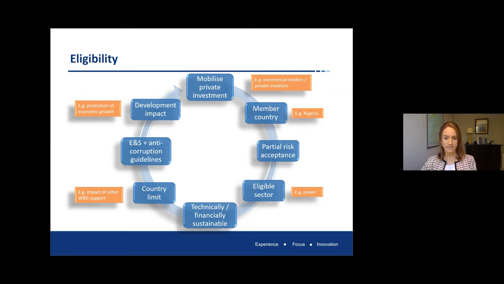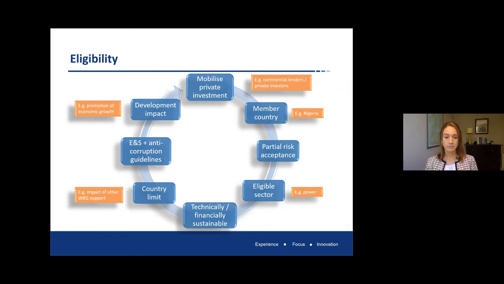Technically and financially sustainable: fairly self-explanatory, but I think the point to note here is really just that the World Bank, when assessing the sustainability of a project, will not look just at the short-term implications, but also as to whether the project is technically and financially sustainable in the long term.